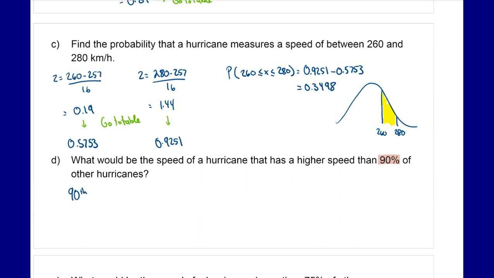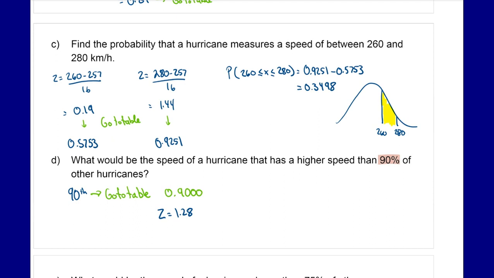So what we need to do now is go to the table and look on the inside for 0.9000 or as close to that as we can, because that would be 90%. When we go to there, we find that the closest value we get is a z-score of 1.28.